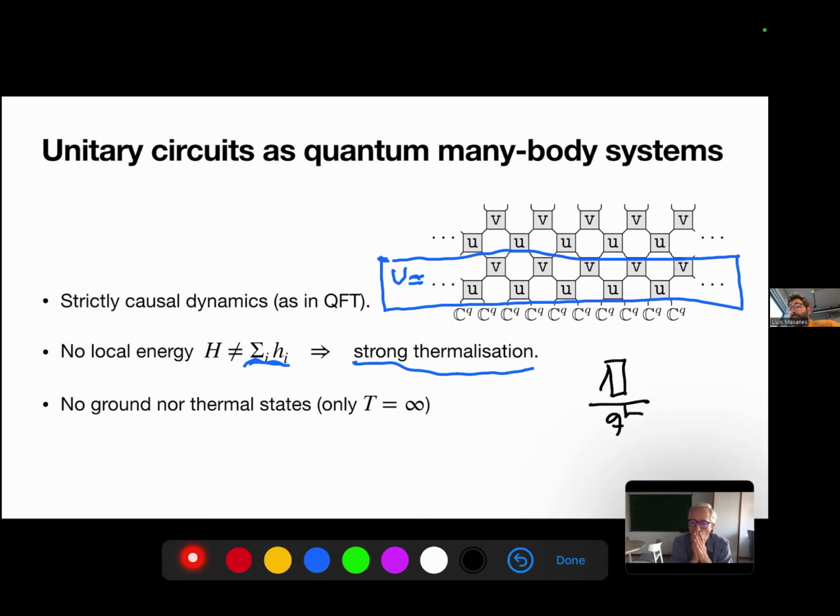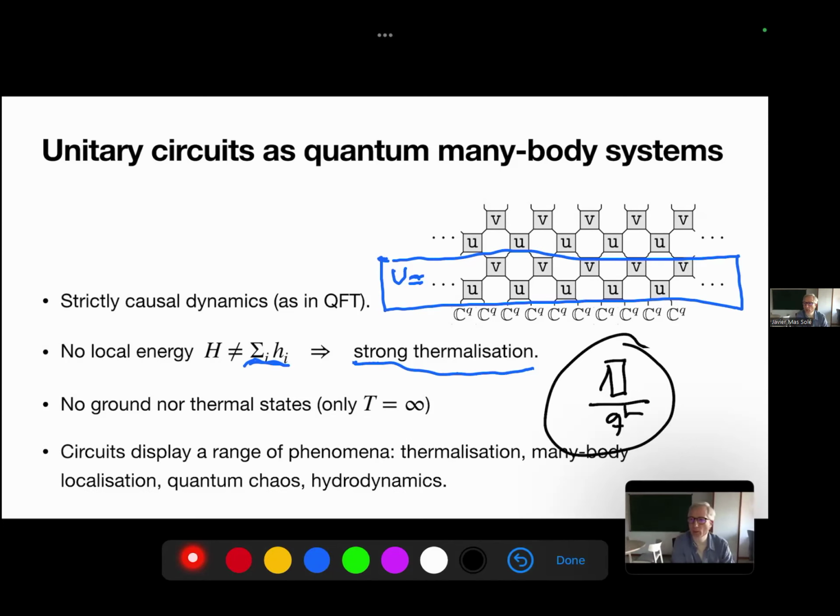So these systems, when they thermalize in the strong sense, in the sense that locally, even if we start with a pure state, after some time, if we look at any region of the spin chain or any sufficiently small region, the reduced density matrix looks like the maximally mixed state. So this is why they thermalize in a stronger sense.